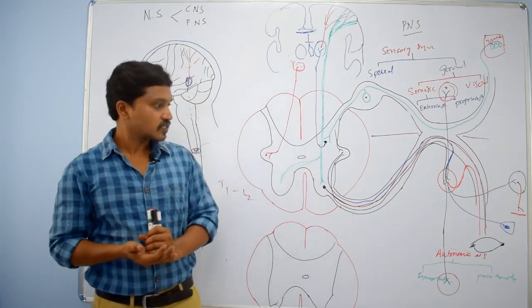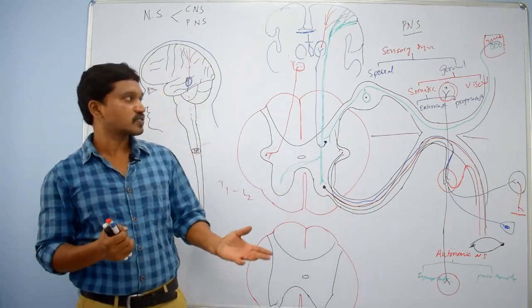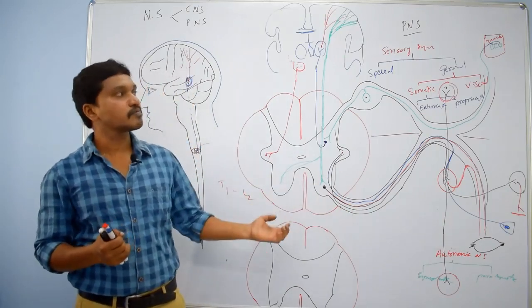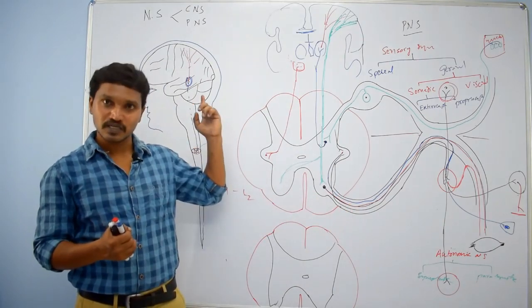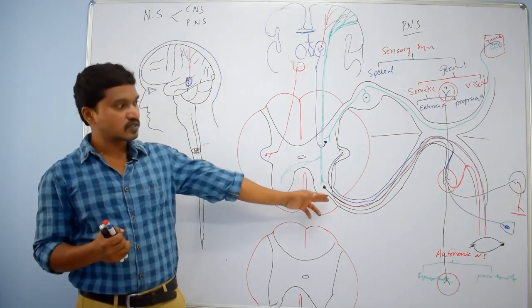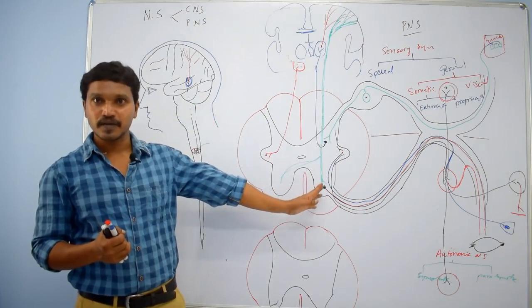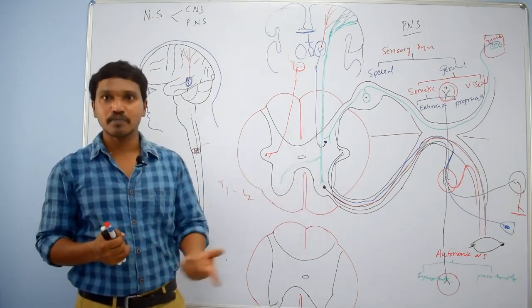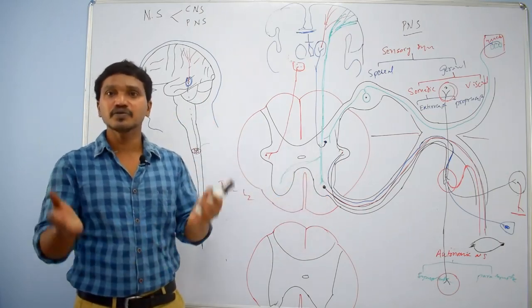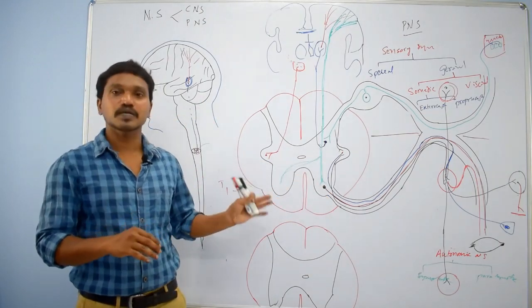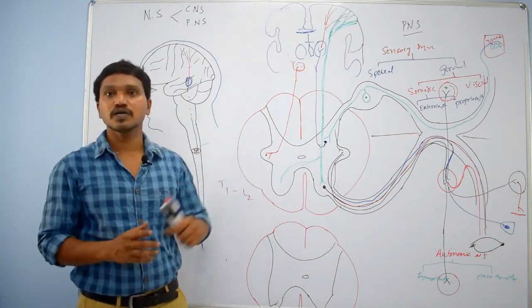So that is about the divisions of the nervous system and how the nerve impulses go to the central nervous system and how they come to the periphery, right? This is the basic. In the second part, I will tell you what cells are present in the central nervous system and also in the peripheral nervous system.